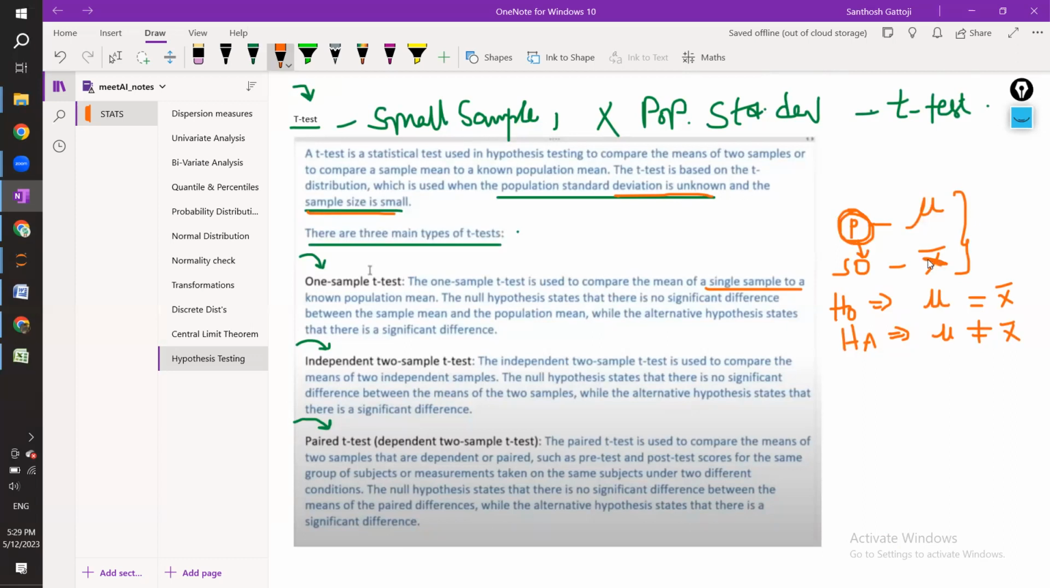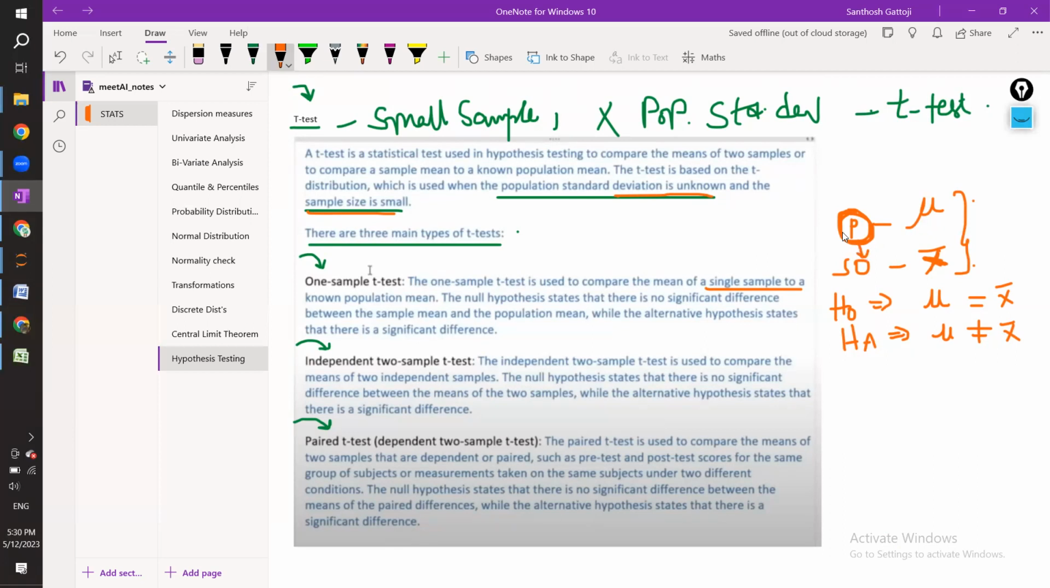Now if you want to compare whether these two are equal or not, then that is called a one sample t-test. That means you are just comparing one value. It's not like you have two data sets and you're comparing whether the means of these two are equal or not. From a single data set only, you take a sample, a sub data set, and you compare whether this sample mean is equal to the population mean or not. It's only one sample.